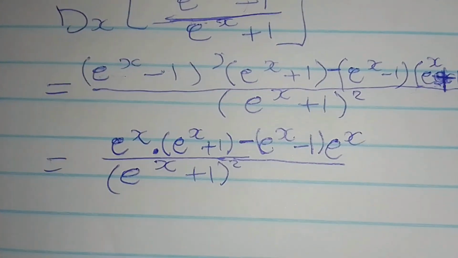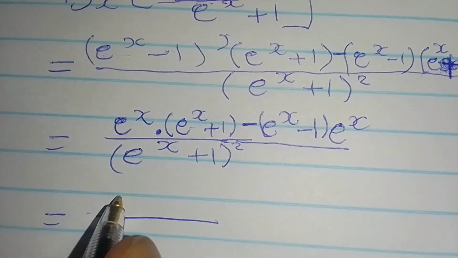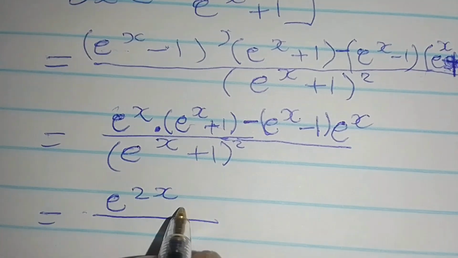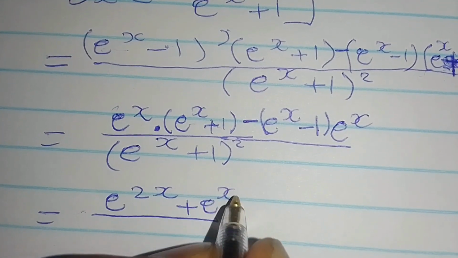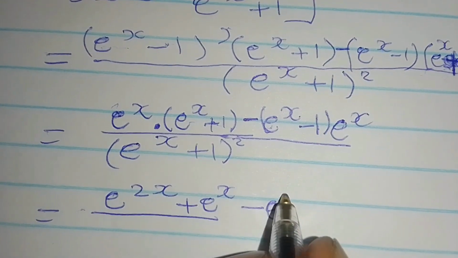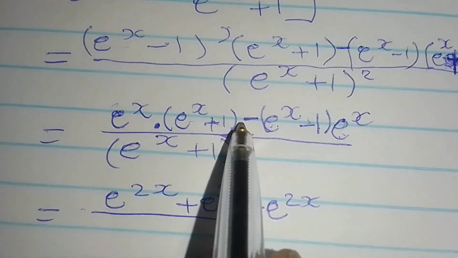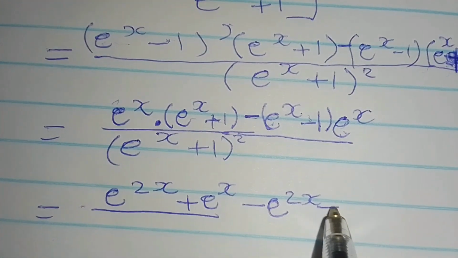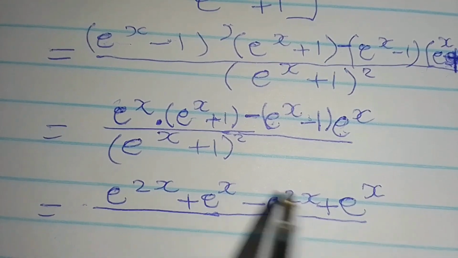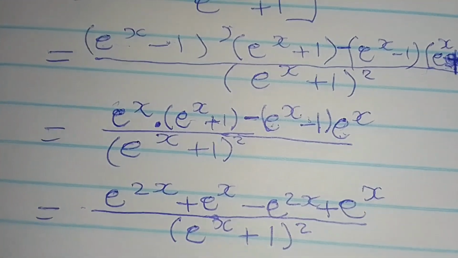So now I'm going to have something like this. e to the power of x times e to the power of x is just going to be e to the power of 2x. And e to the power of x times 1 is just going to be e to the power of x, minus e to the power of x times e to the power of x, which is e to the power of 2x. Negative 1 times e to the power of x is minus e to the power of x, of which I have another negative here. Negative times negative is positive. Then I'll have something like this, divided by e to the power of x plus 1 squared.